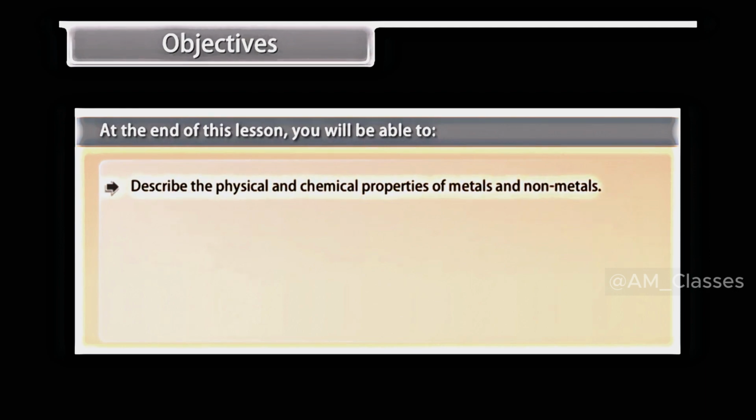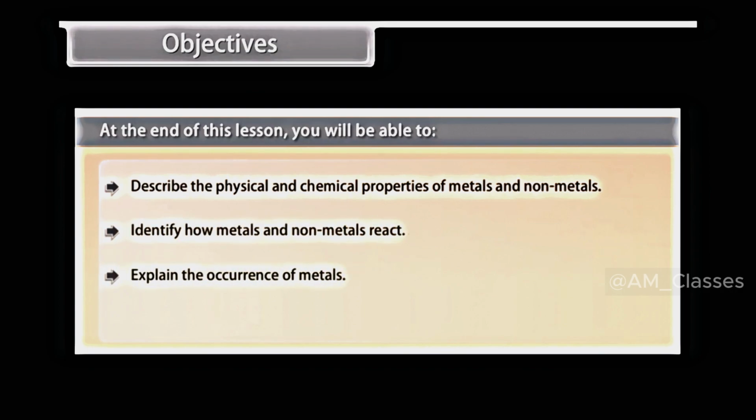Objectives. At the end of this lesson, you'll be able to describe the physical and chemical properties of metals and nonmetals, identify how metals and nonmetals react, explain the occurrence of metals, and describe corrosion.